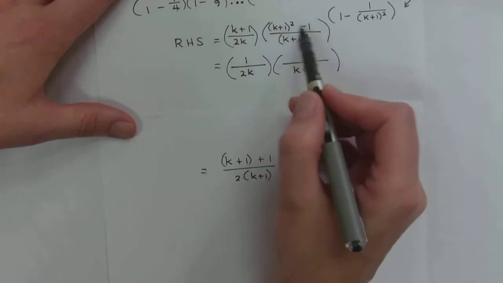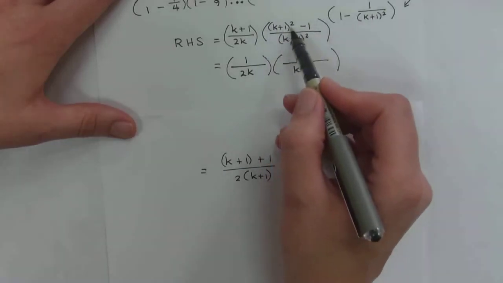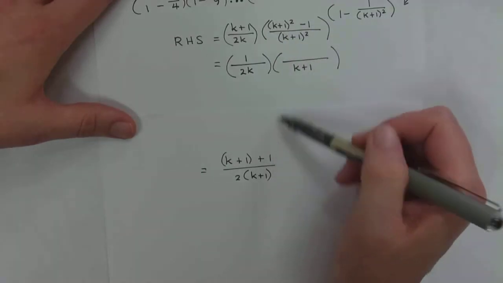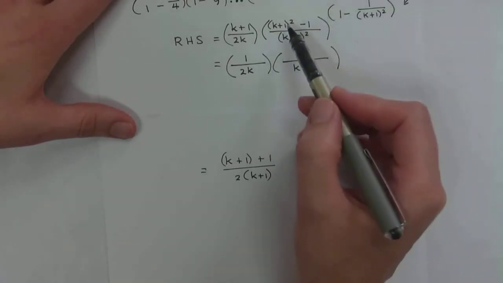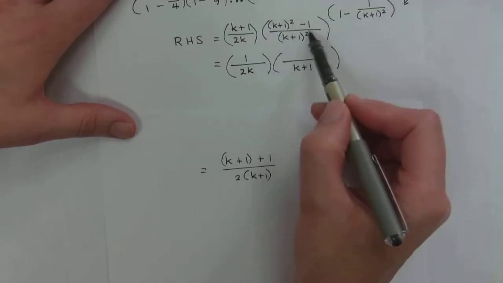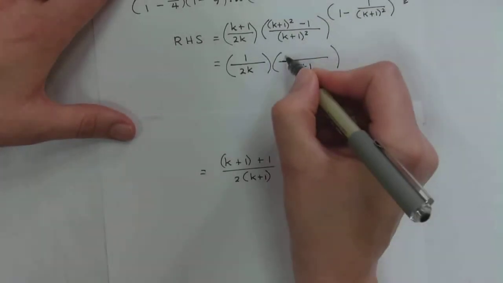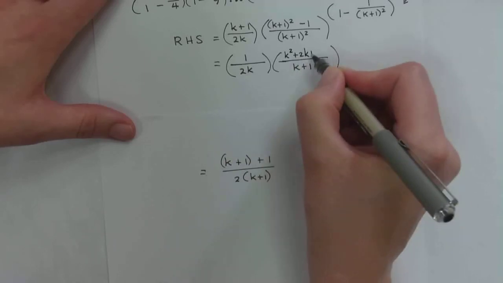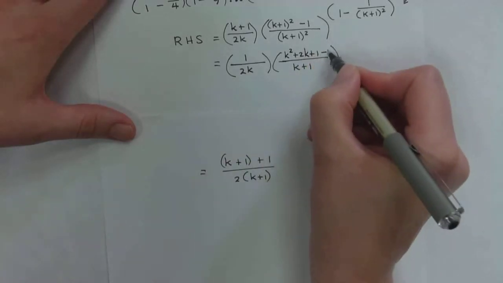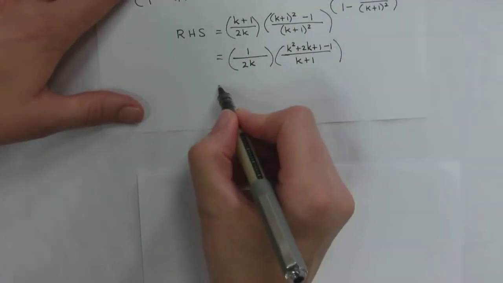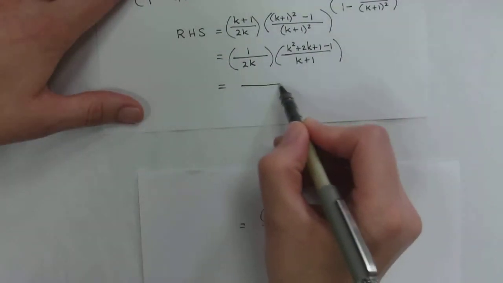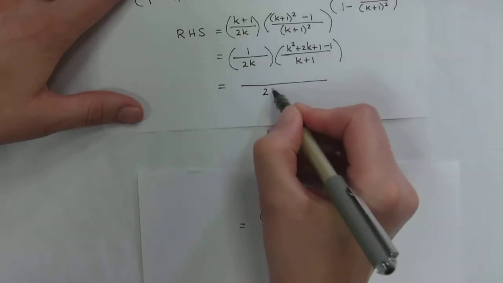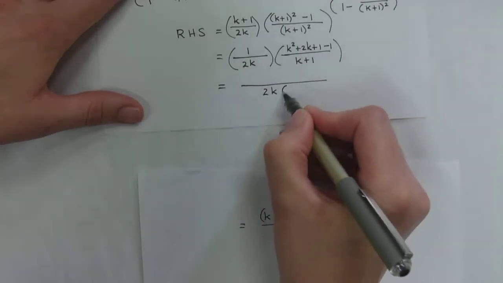Then up top over here, we've got k plus 1 squared minus 1. Now if you look at k plus 1 squared minus 1, it doesn't look the same as where I'm headed. So I am going to expand this one now. I'm going to say this is then equal to k squared plus 2k plus 1, and then that minus 1 carries down. Great. So in my next step, I'm going to multiply the two denominators by each other. So I've got the 2k times k plus 1.